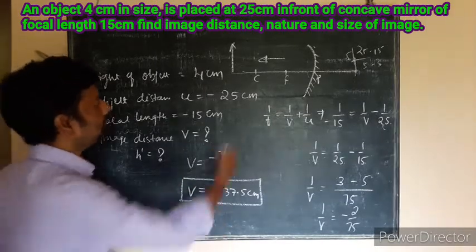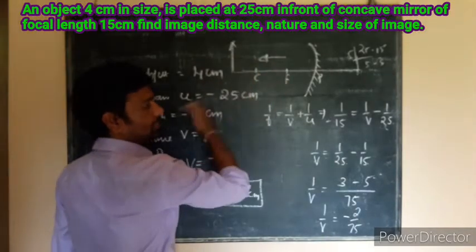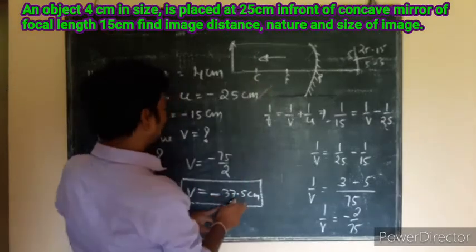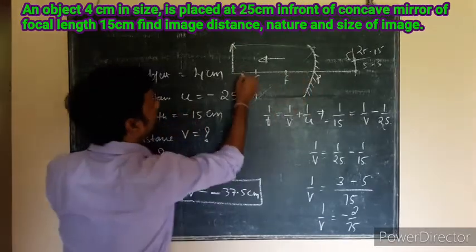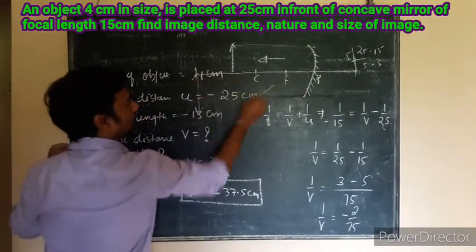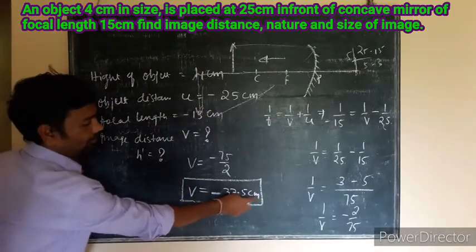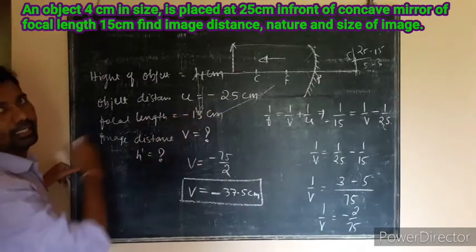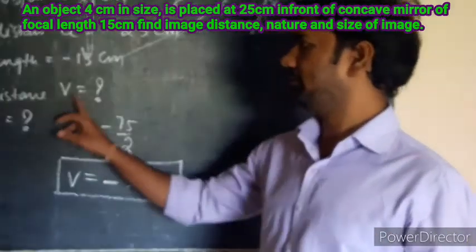Minus 37.5 means both image as well as the object are on the same side. So if it is like this, your image may be like this. This is 37.5 and your object distance is 25. So this is 25, and more beyond here you will get the image, like this, and downward your image will be. Minus 37.5 centimeter. Both object and image will be on the same side. Okay. Next, image distance is over.